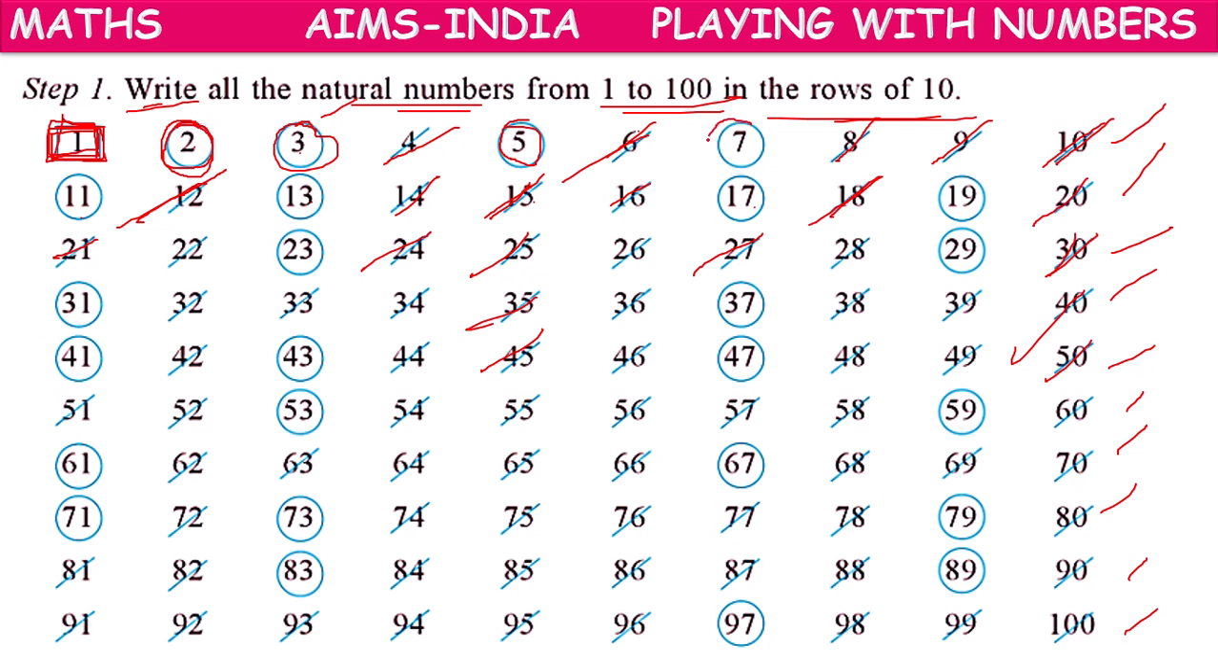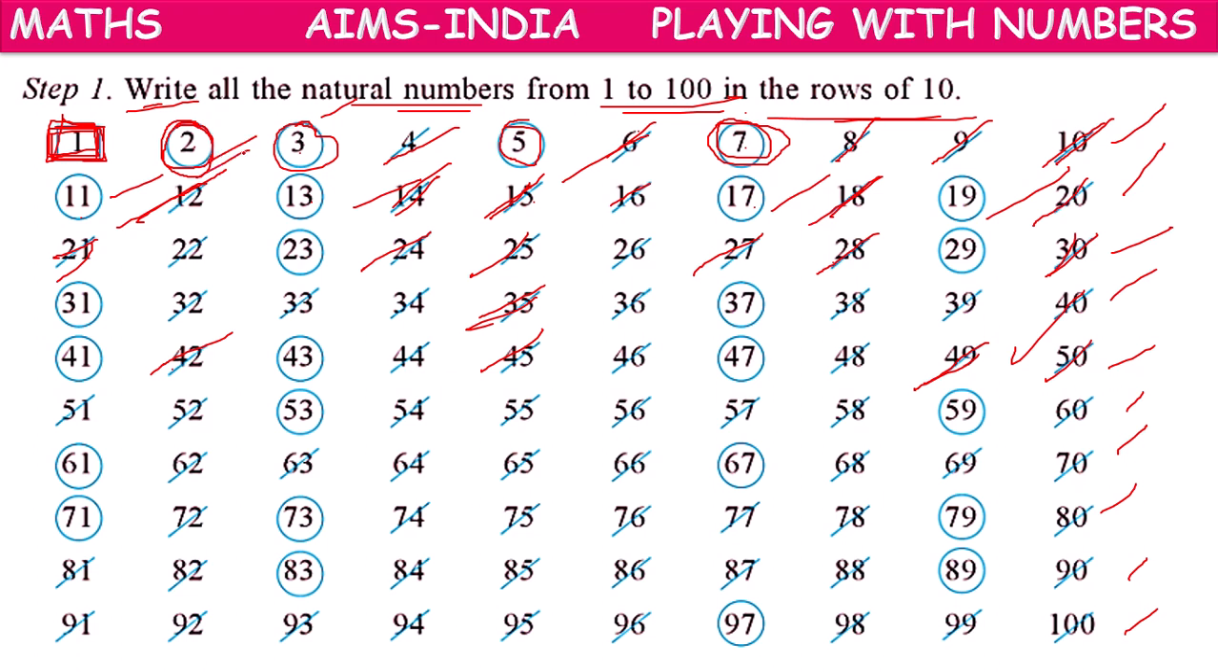Next 7 is remaining. Let's check with 7. 7 times 1 is 7. 7 times 2 is 14, cross out. 7 times 3 is 21, cross out. 7 times 4 is 28, cross out. 7 times 5 is 35, cross out. 7 times 6 is 42, cross out. 7 times 7 is 49, cross out. Like that. Next with 11, 13, 17, 19. Like that, we have to check with all the possible numbers.